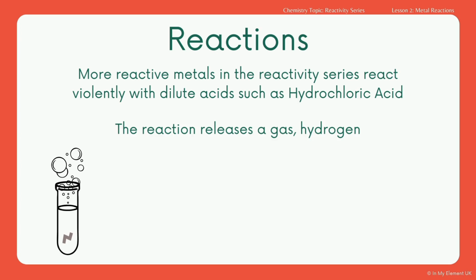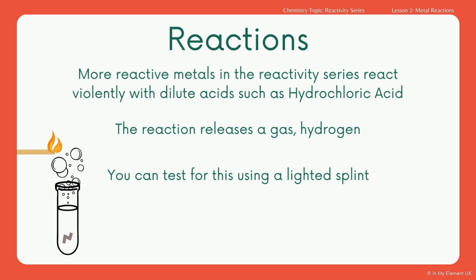Now, when any of the metals react, they will release a gas, hydrogen, and we need to be able to know that it's hydrogen and prove it. So we do a test, and you can do this by using a lighted splint. You'll bring the lighted splint over the test tube, like shown in that little diagram, and if the gas that's released is hydrogen, you will hear a squeaky pop. Now, I suggest you note that down because it's really important and it will come up again in questions.